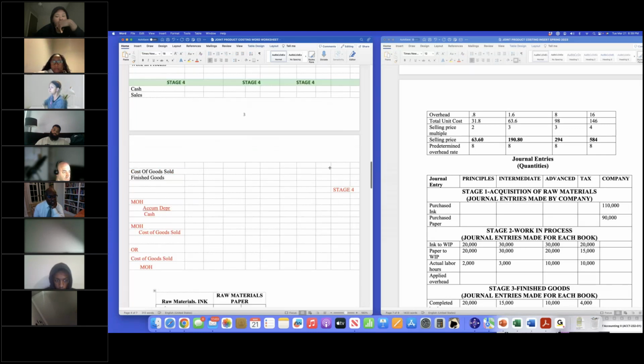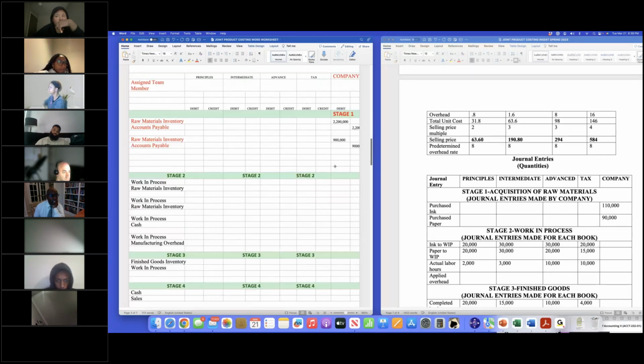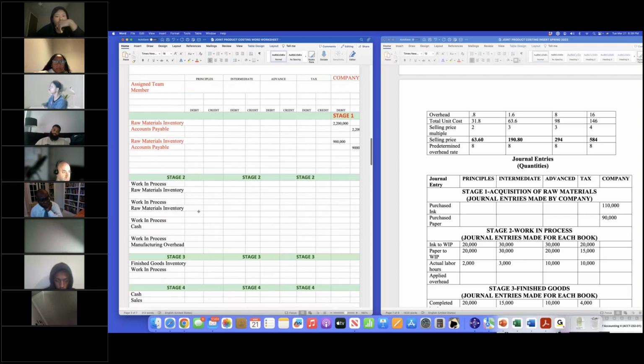Now, in stage two, remember what? Each book is making the journal entry. So what book wants to take the lead? Everybody else got to do it. It's in stage two, which is made for each book.